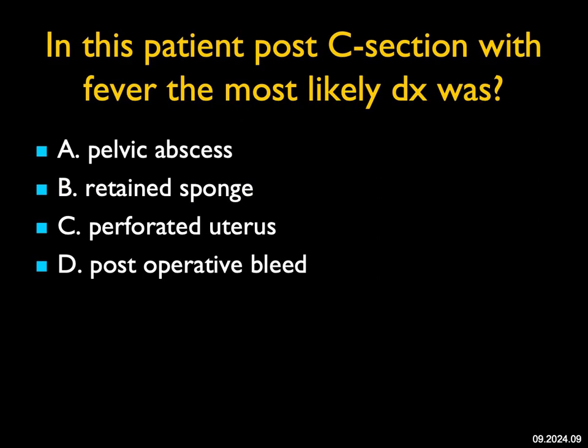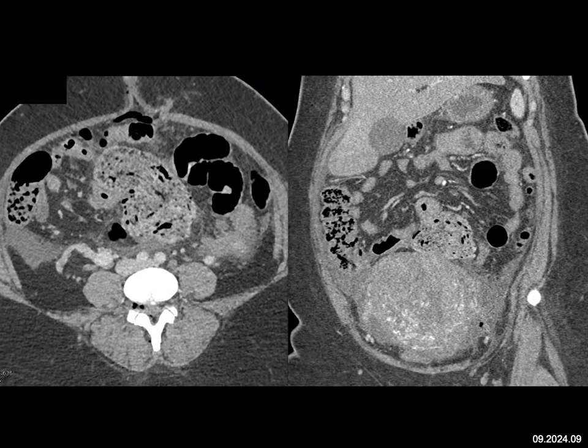In this patient post-C-section with fever, what's the most likely diagnosis? Post-C-section, you worry about bleed, you worry about injury to the uterus, you worry about changes in the abdominal wall, and bleed can be anywhere from the uterus to around the bladder to the abdominal wall from the inferior epigastric arteries. You also worry about bladder injury.